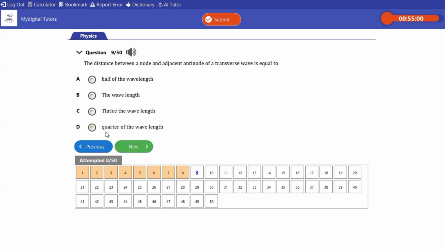So question 9 says the distance between a node and an adjacent antinode of a transverse wave is equal to A, half of the wavelength, B, the wavelength, C, thrice the wavelength, D, quarter of the wavelength. Here is a transverse wave in a string, right? We have something like this. So we have the incident wave, then we have the reflected wave.